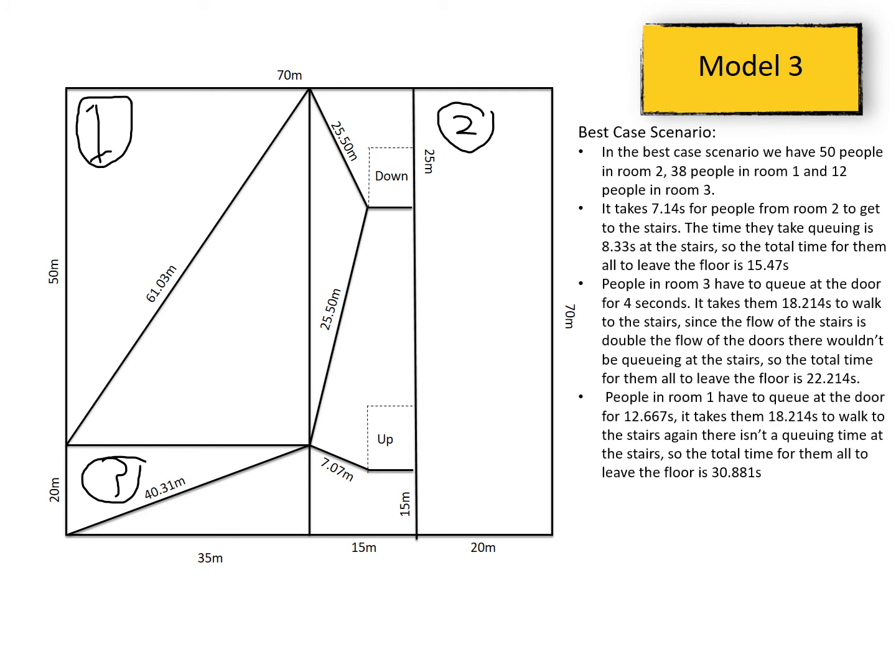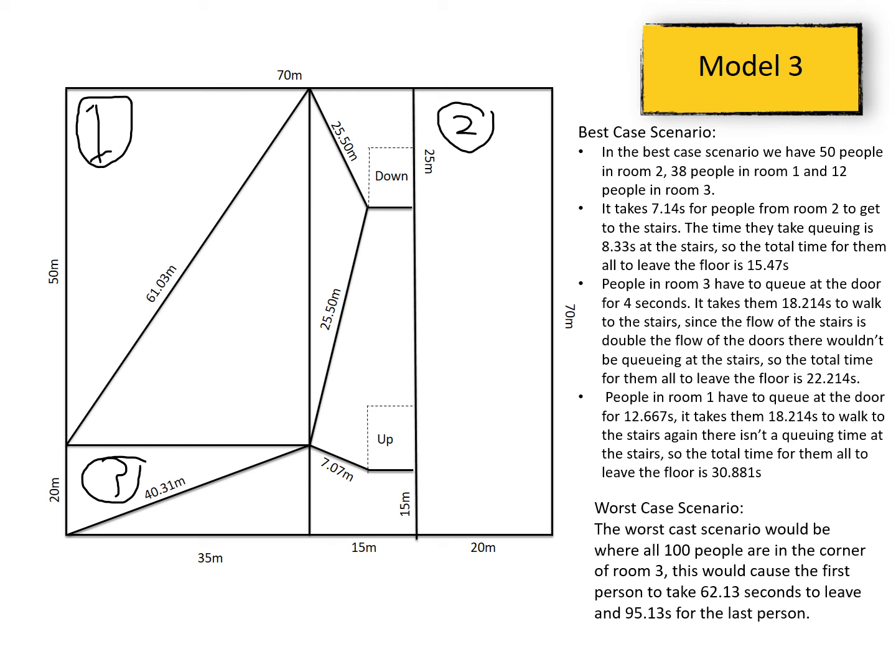In the best case scenario, in room 1 we have 38 people, room 2 we have 50, and room 3 we have 12. Everyone's queuing at the doors, but room 2 doesn't have a door in between the up and down stairs, so there's no queuing time for them. From this information, the total time for everyone to leave the floor is 31 seconds, roughly.